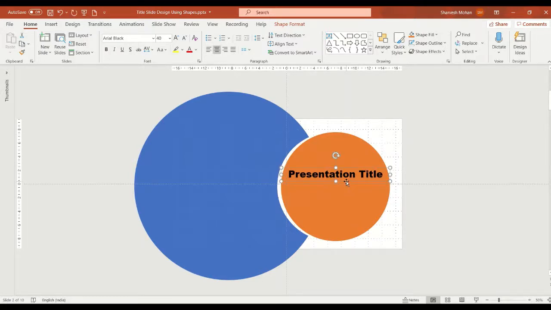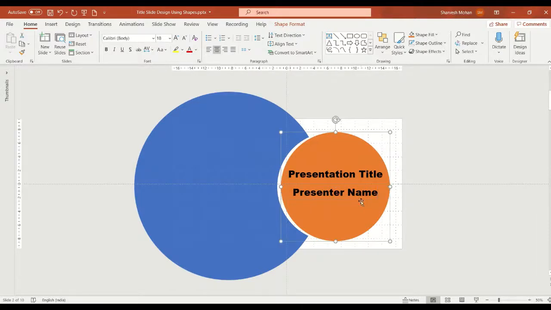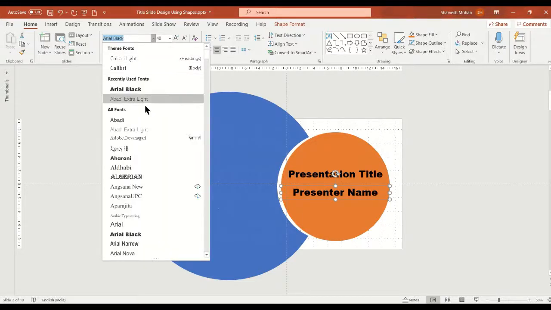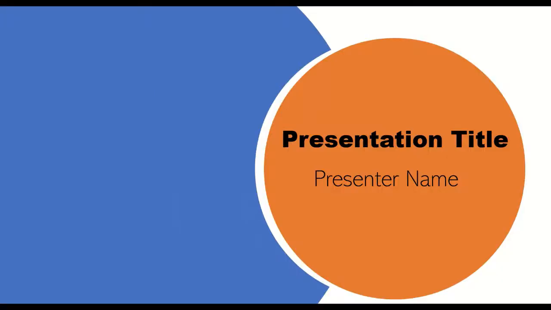Make a duplicate of it, Control D is for duplication. Make a presenter name. Change the heading to presenter name, and for this, give a different font. Go to some other option, give a lighter one. If required, we will align. This also we will align center. So using the oval shape, we have created the title slide like this.